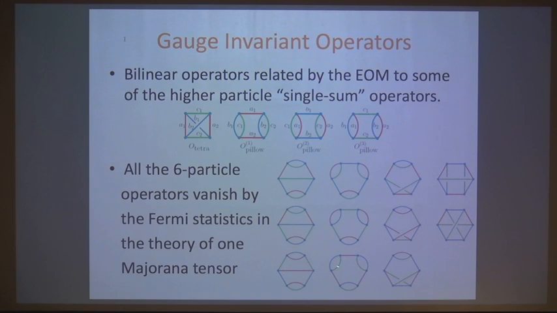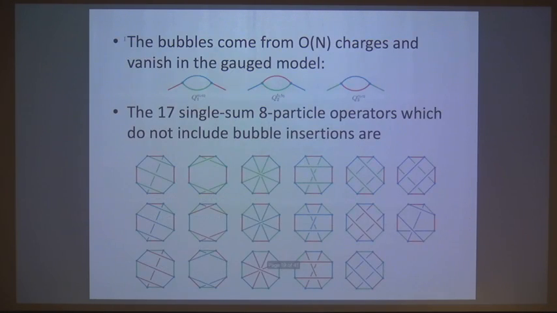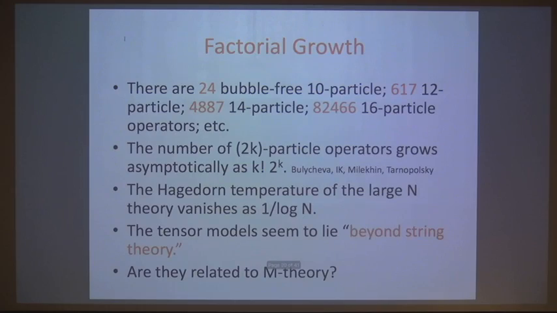And then you can draw, for example, all the 6 particle ones. They are fine in the scalar theory, but in fermionic theory, they turn out to all vanish by Fermi statistics. So the next ones in the fermionic theory will be these type of operators. There are 17 single sum 8 particle operators, and they were drawn in a paper that I wrote less than a year ago with Bulichova, Milohin, and Tarnopolsky. And these are missing these bubble insertions. The bubbles are just O(N) charges that can be set to zero by gauging. If you gauge the theory, you remove them.